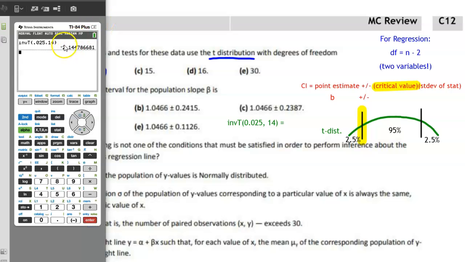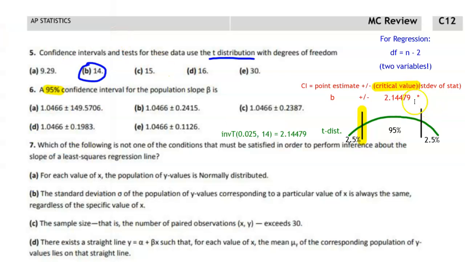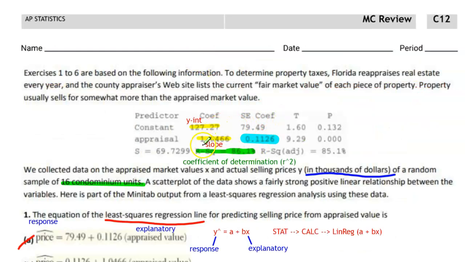Here's our critical value, which is 2.14479, rounding to 5 decimal places. So the last part of our calculation that we need is the standard deviation of the statistic, in other words, the standard error. We have to go back to that Minitab output to look for that standard error. We always find that standard error in the same place: the standard error coefficient, not of the constant, but of the appraisal, because the appraisal is the explanatory variable that we are using.